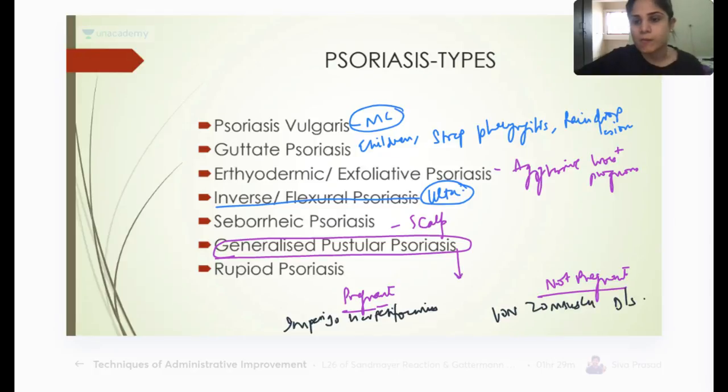Anyone, what is rupioid psoriasis? Does anyone know? Okay. So if you have dome-like lesions present, then that is called your rupioid psoriasis. Tent-like lesions or dome-like lesions.